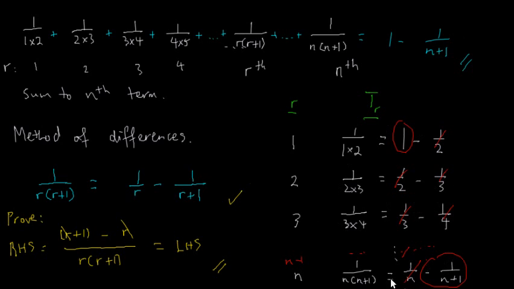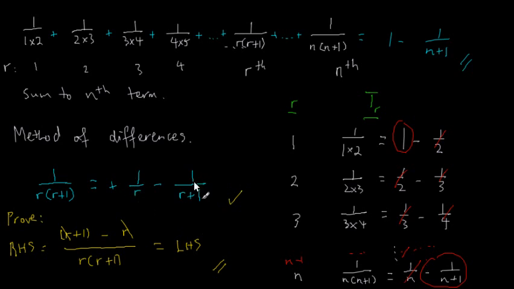And this method then is called the method of differences. The method of differences, basically by expressing each term as a difference, and not just any difference. It's a difference in which you have r in one term and r plus 1 in the next term, in two terms that look exactly the same, except that one contains r and one contains r plus 1, and one has a minus sign, the other one has a positive sign.